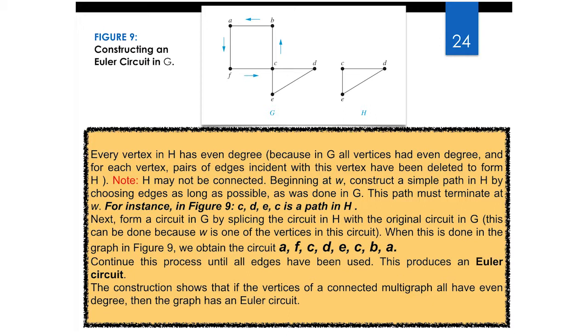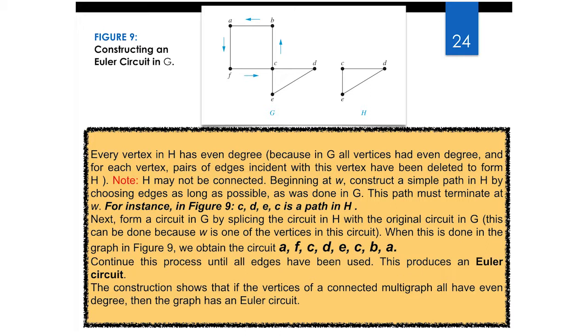Beginning at W, construct a simple path in H by choosing edges as long as possible, as we've done in G. This path must terminate at W. For instance, in figure 9, C, D, E, C is a path in H. Next, form a circuit in G by splicing the circuit in H with the original circuit in G. This can be done because W is one of the vertices in the circuit. When this is done in the graph in figure 9, we obtain the circuit A, F, C, D, E, C, B, and A. Continue this process until all edges have been used. This produces an Euler circuit.